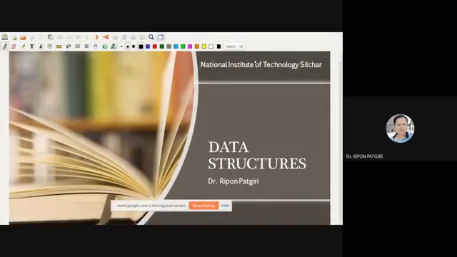So we have discussed heap data structure. Is it visible, right? Visible? Yes, sir. So we have discussed heap data structure and how to build a heap data structure.